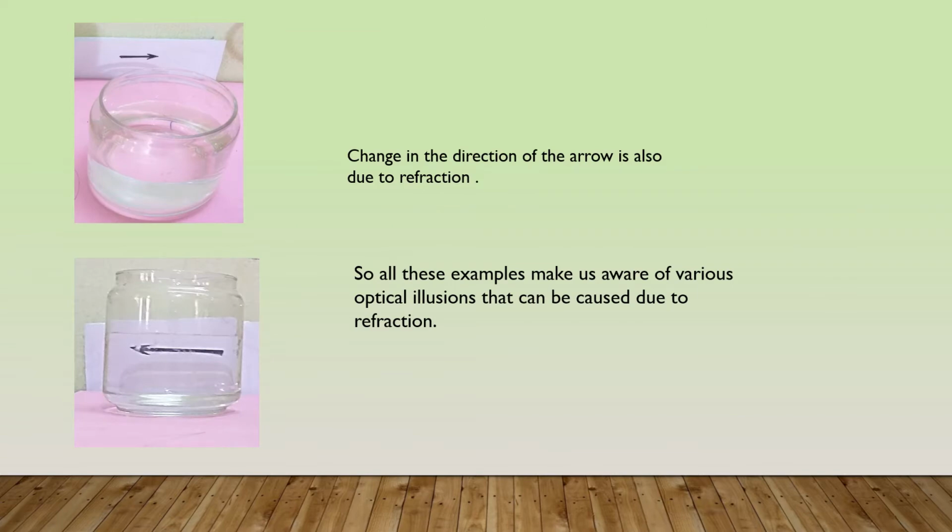Now this is a very interesting example of refraction of light. You can see the arrow has changed its direction and appears to be bigger when we look at it through a glass of water. This is due to repeated refractions, and it could be called an optical illusion, because actually the arrow is moving from left to right, but when we look at it through a glass of water, it appears moving from right to left.